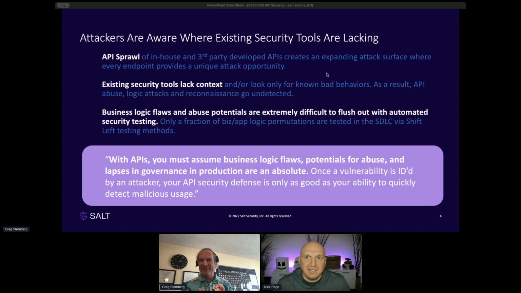We see that all the time, and we just put out a state of security Q3 report at the end of last year at Salt Security, where we interview a lot of security professionals. Shadow APIs and zombie APIs were the number one concern for well over half of the security professionals interviewed. So they know it's a problem, and it's something they're struggling with.